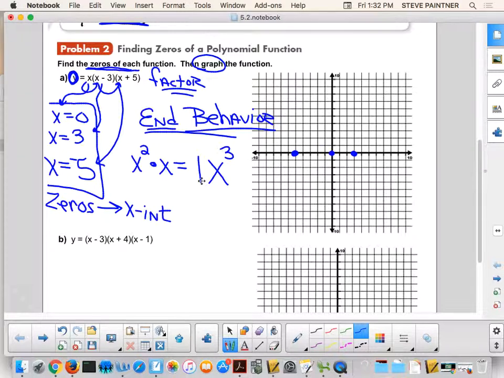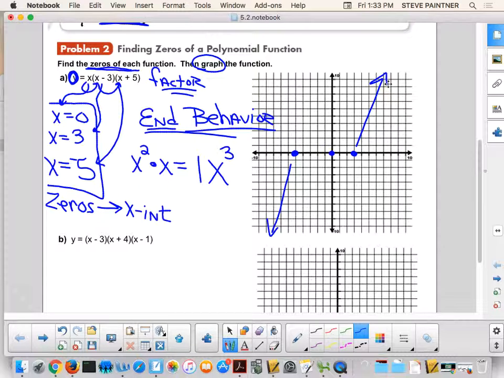Okay, so here's what I would do if I were you. Down on the left, up on the right. That's what I do right now. So here's what you know. It's down on the left side. It's up on the right side. You know the x-intercepts. You just don't know the peaks and the valleys, right?